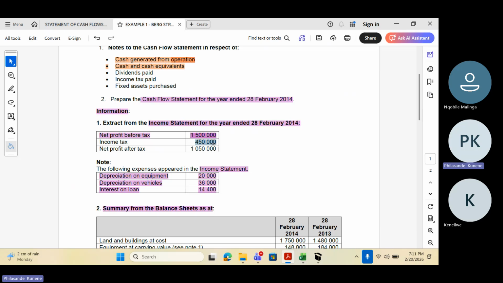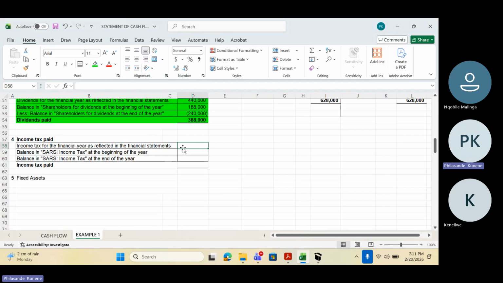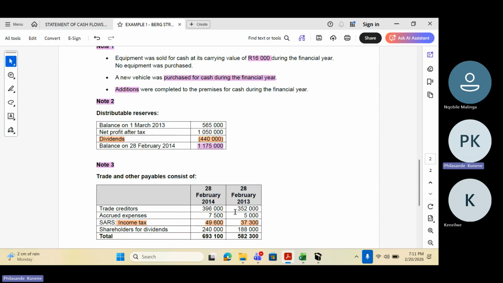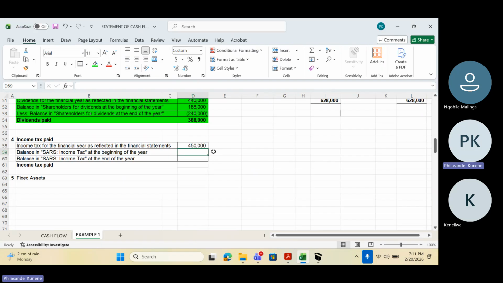There is income tax here, 450,000 rands. So we need to go and record it here, 450,000 rands. This is the income tax they're talking about here, right? Balance in SARS income tax at the beginning of the year. How much is SARS income tax at the beginning of the year? That we have 37,300 rands. That is going to be my opening balance.